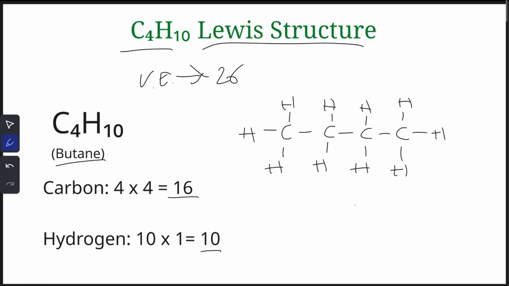Now, finally, we must check the octet rule. Each carbon has 8 electrons around it. This is because a single bond gives us 2 electrons. And each hydrogen also has 2 electrons.